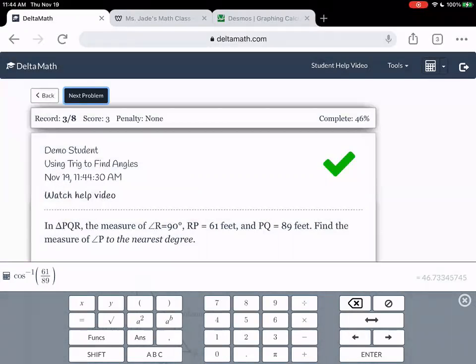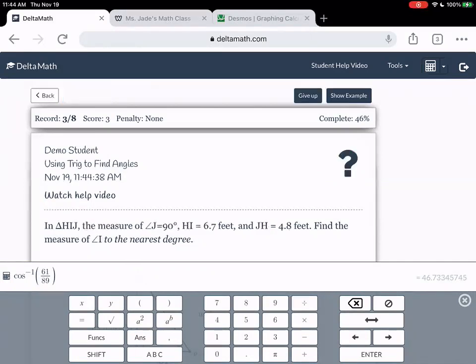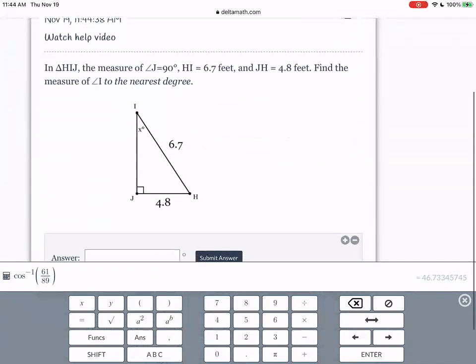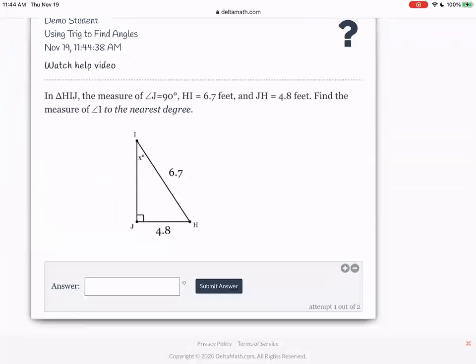Okay. Let's see. I could do one more. I don't know. I don't know how many examples you guys want. All right. Let's screenshot that.